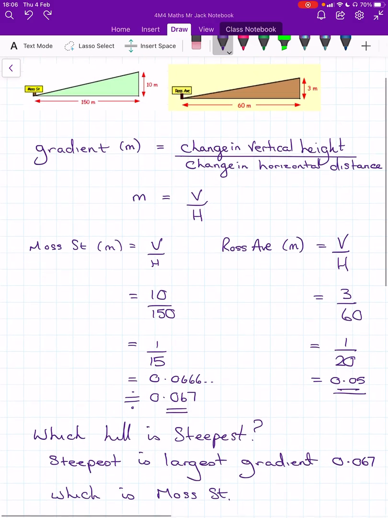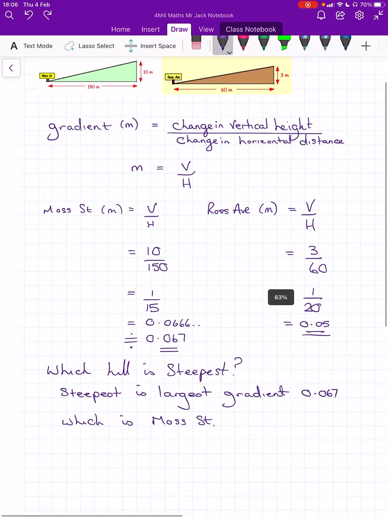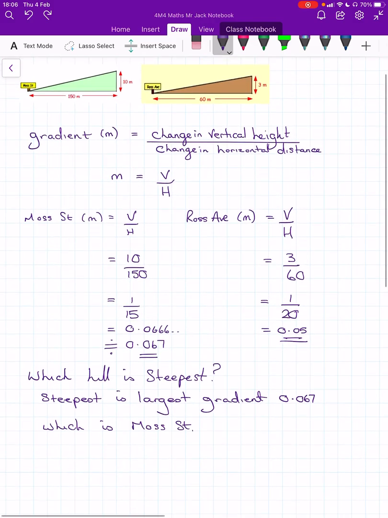But that is gradient, okay? It's fairly straightforward, fairly simple. Just take your time with it. The thing that most people will get wrong is they'll do these two round the wrong way. So you'll put horizontal on the top and vertical on the bottom. That's just plain wrong, and it'll get you the wrong answer. So please don't do that. Be very careful when you're working your way through these things.